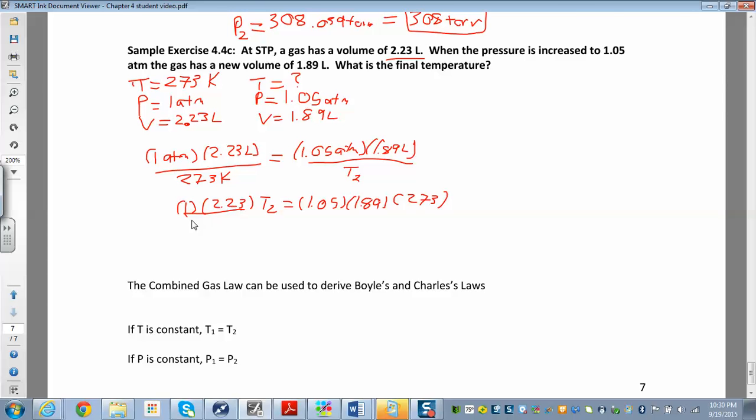Now I'm going to divide. That 1 times 2.23 is just 2.23, so I'll divide by both of those. So I have 1.05 times 1.89 times 273 divided by 2.23. And when you work all that out, you get T2 is 265.193. Is that right?